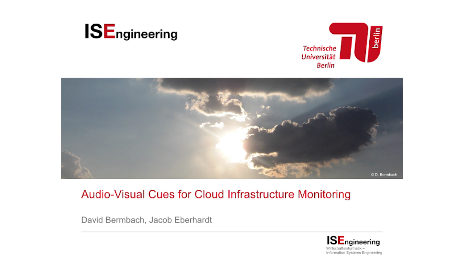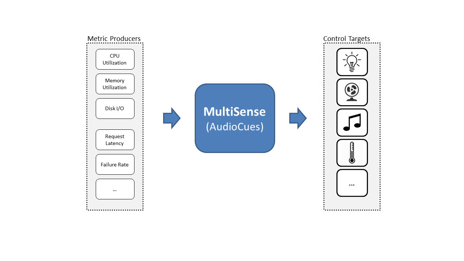What we try to do with this project is to use cloud monitoring data to change the environment of a DevOps engineer. We do this to enable them to use their subconscious to become implicitly aware of unwanted system states while still dedicating the full attention to the primary task.